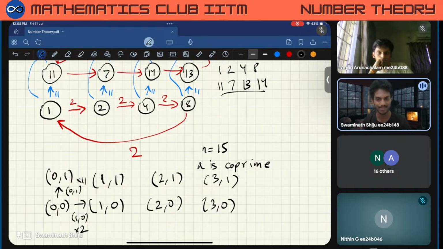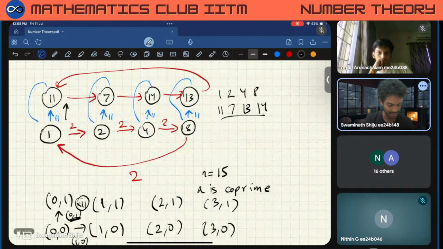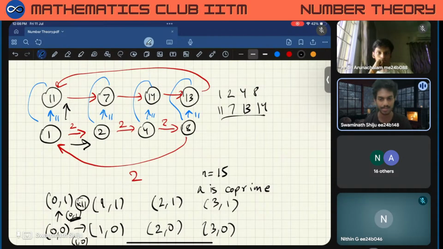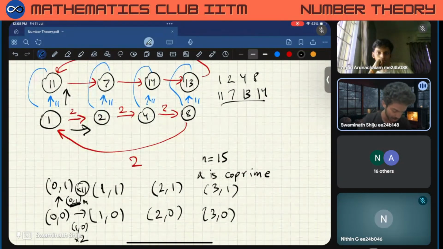Just let that sink in for a bit. See that they're actually the exact same thing. When you're multiplying by 11, I move like that. When you're multiplying by 2, I move like that. And if I do both of them enough times, I can create the entire lattice. And yes, this is in mod 2, obviously, and this is in mod 4.